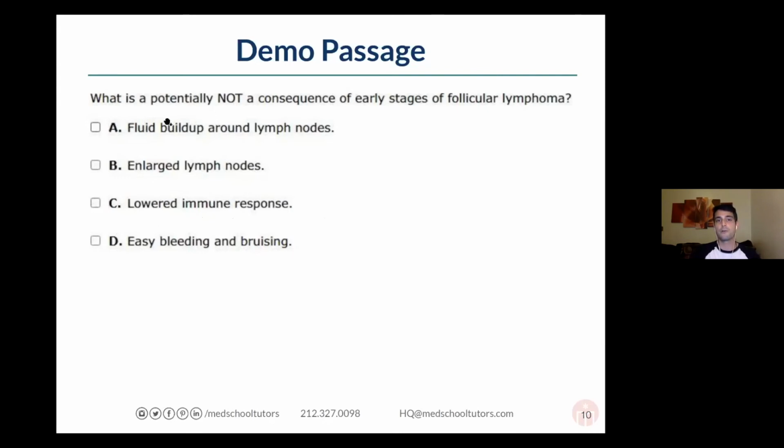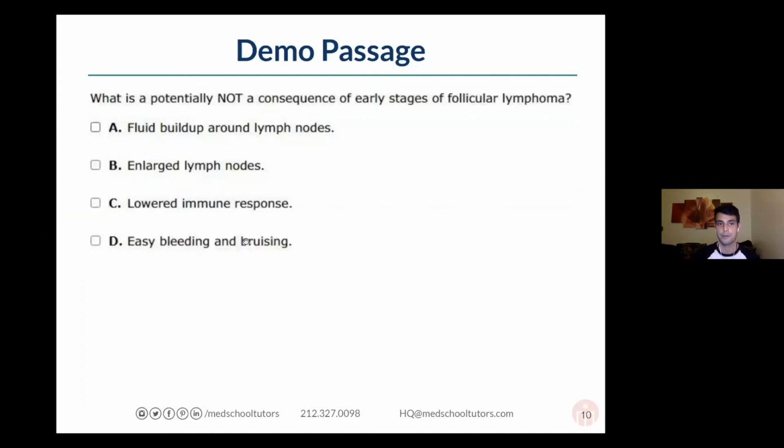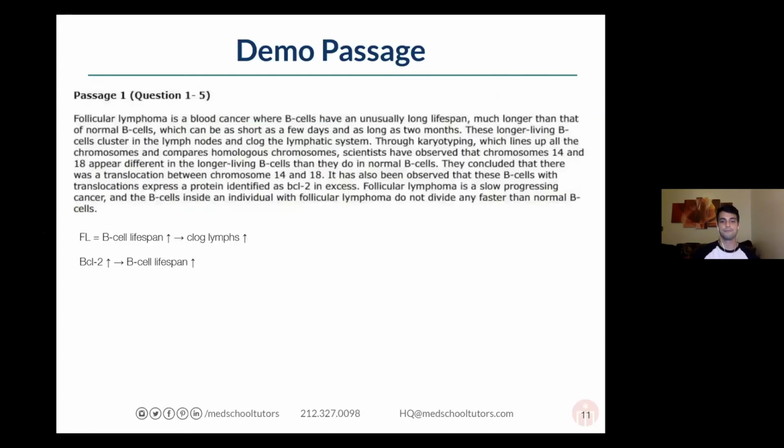So which of the following would potentially not be a consequence of early stages of FL? Easy bleeding and bruising is the right answer here. And we got that really simply, by having drawn out a flow chart that showed us FL really just leads to clogged lymphs, right? Awesome. And I actually don't have the chat open, so I don't know if folks are asking questions about that, but we can go through those later.